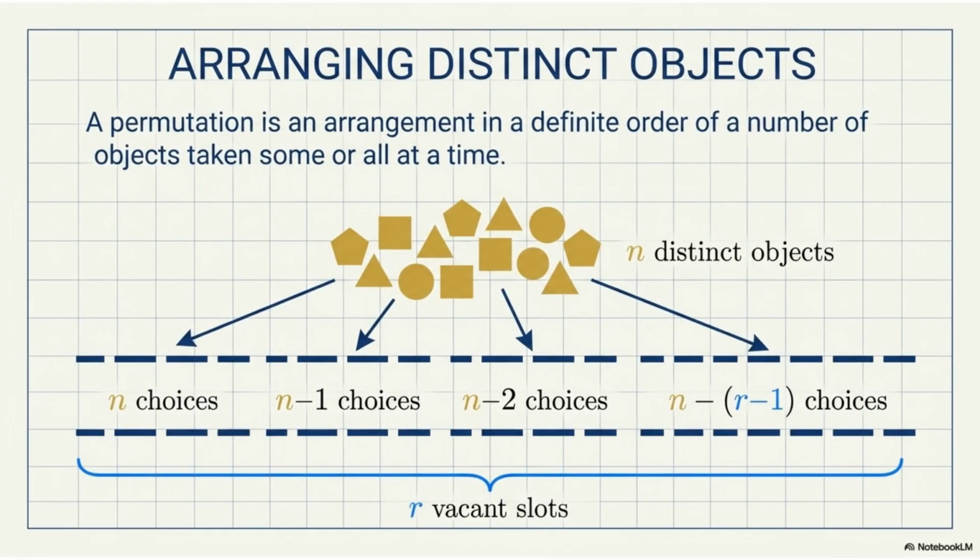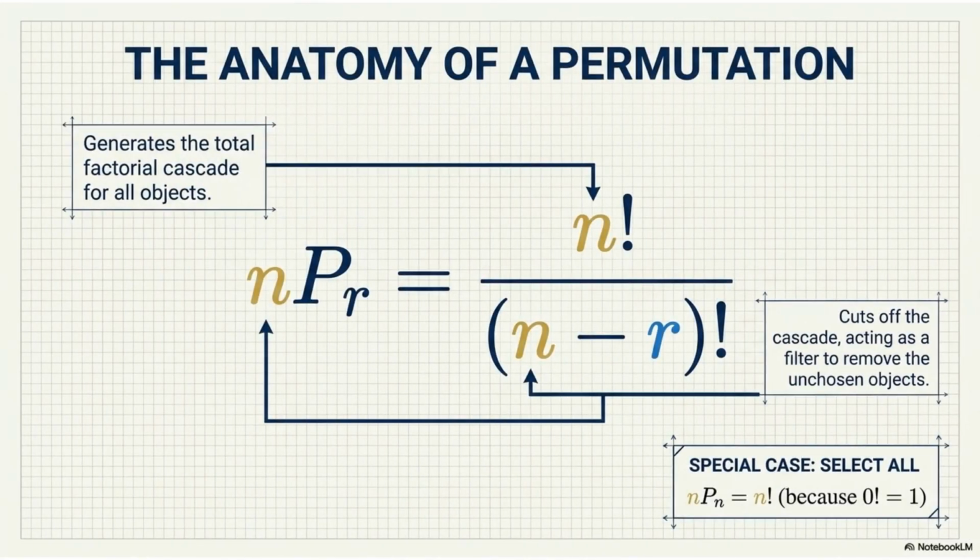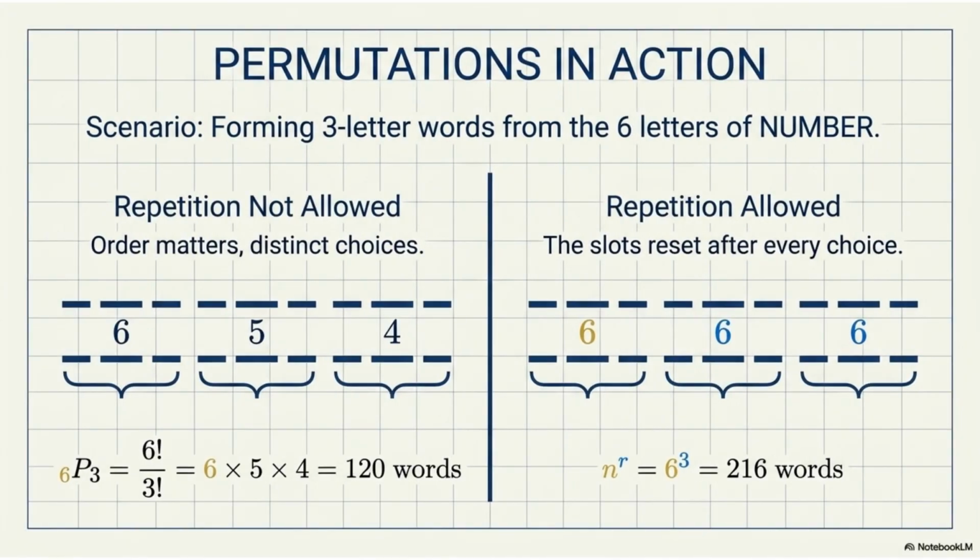When we talk about permutations, we are looking at arranging distinct objects in a specific order. If we have n total objects and want to fill r vacant slots, the number of choices decreases with each step. The formula for a permutation, nPr, represents this process. It generates the total factorial cascade for all objects and uses division to filter out the unchosen items, giving us the precise count of ordered arrangements. Let's see this in action.